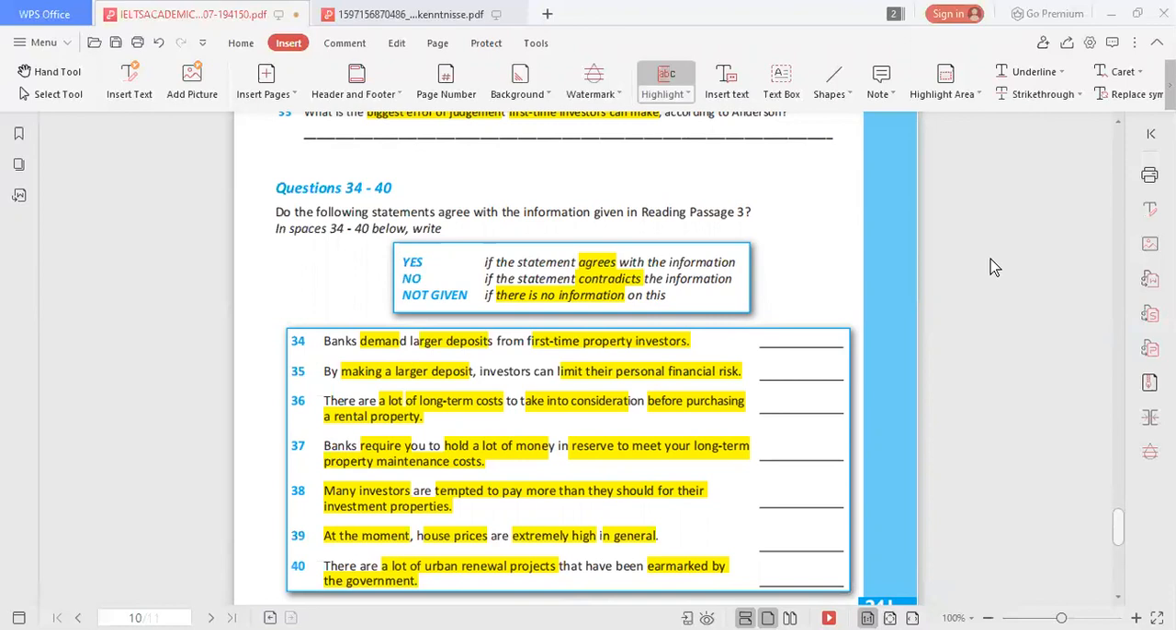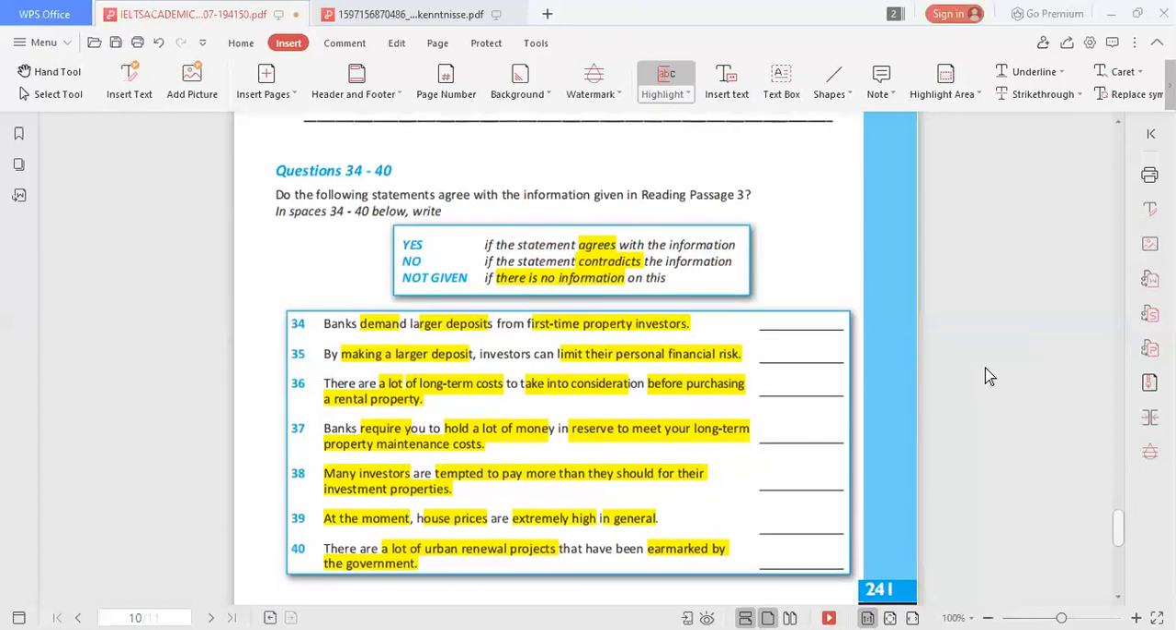All right. You will read, I'm sorry, pardon me for that. No means that the information contradicts the statement that you have here, contradicts the information in the text. Okay, so this is very important. Contradict means it's the opposite of what we read here in the statement. The not given, there is no information whatsoever on it in the text. So that is something to bear in mind.